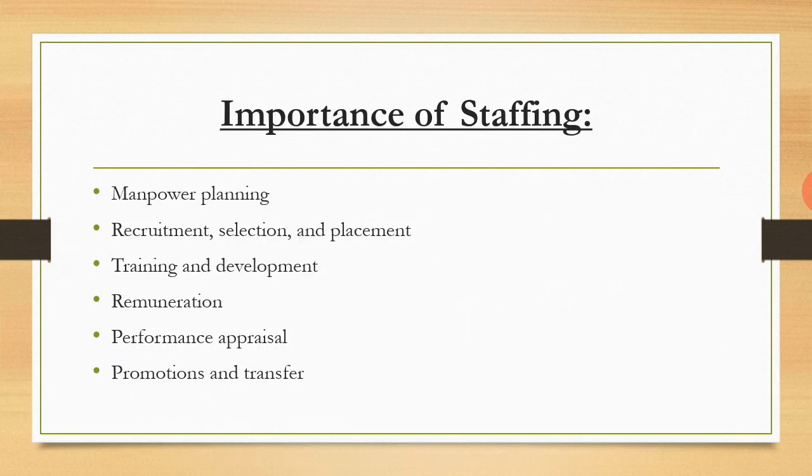Next is training and development. Staffing ensures proper training and development of the employees, which helps in achievement of organizational goals. Next is remuneration. Staffing helps in proper remuneration to employees, which motivates them to do their job. Next is performance appraisal. Staffing helps in proper appraisal of performance of employees. We have to appraise their performance, which will inspire them.